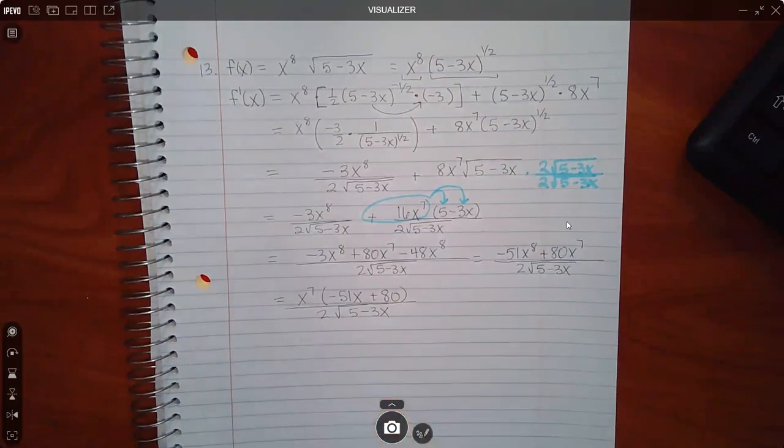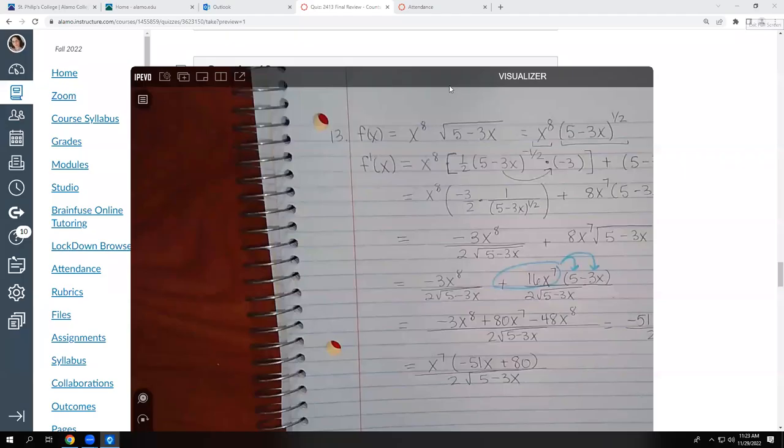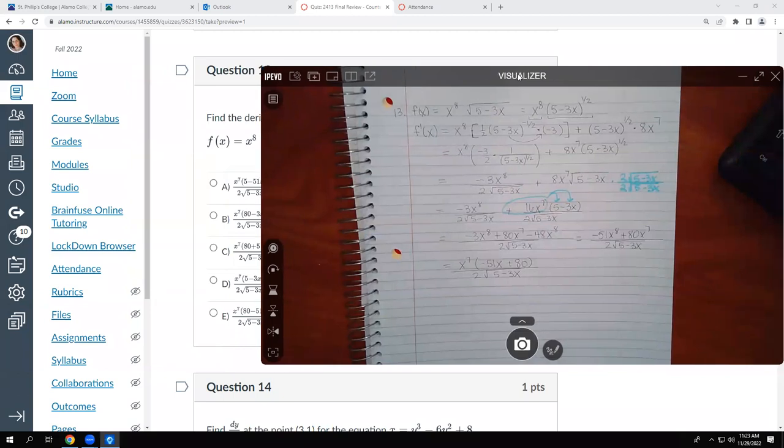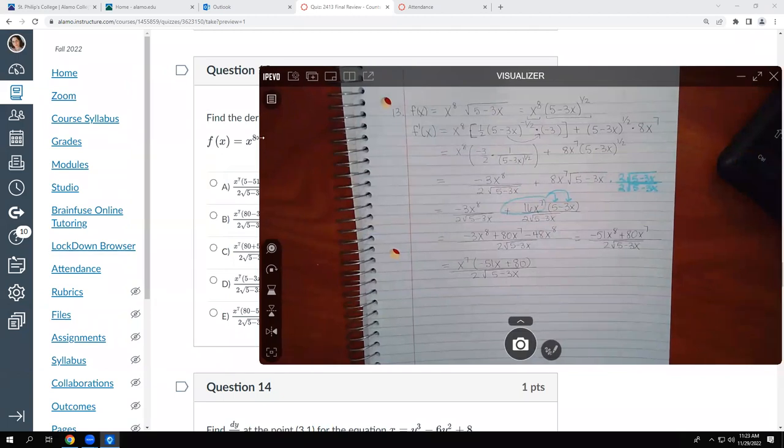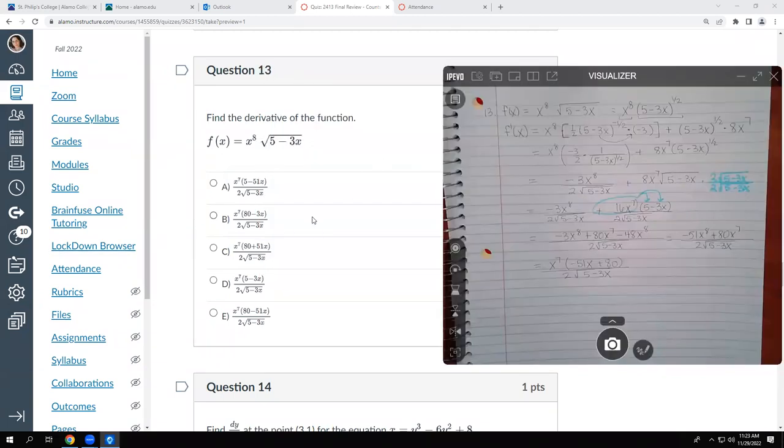Is that equivalent to any of the answers in Canvas? Come on. There it goes. E, yes, it's E, right? Don't they have a positive 80 on my paper? And a negative 1x, right? So it's got to be E.